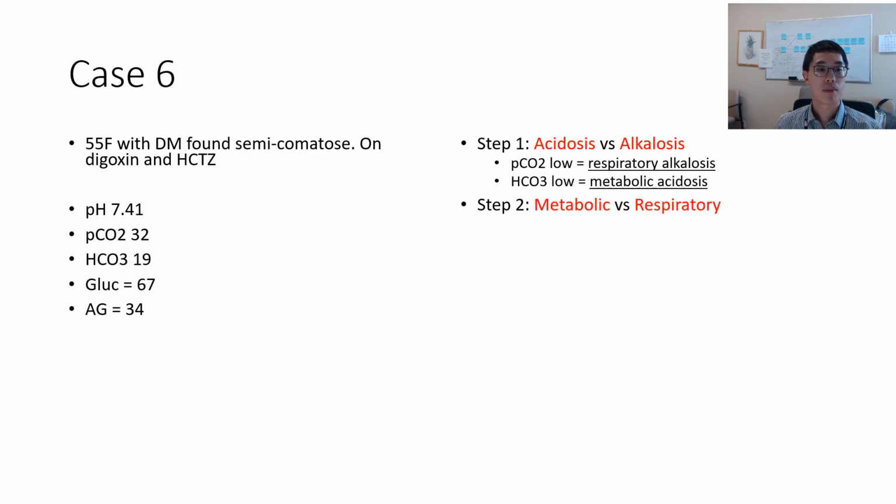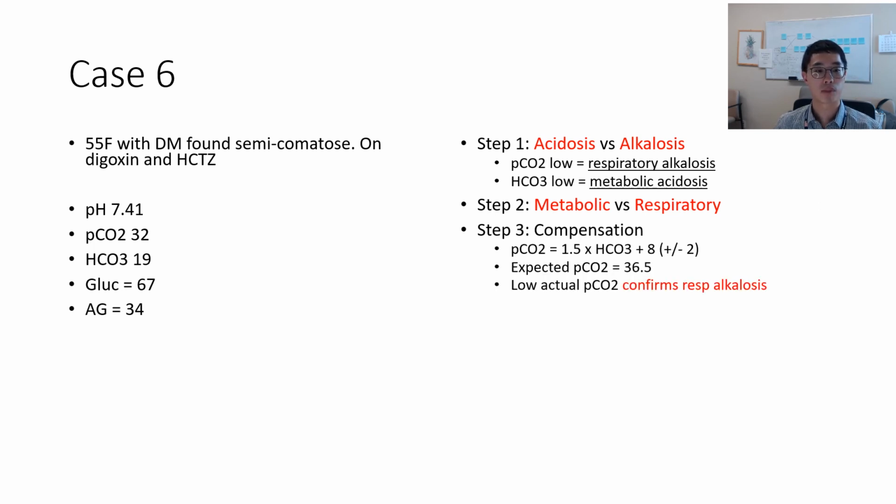So again, we have a metabolic versus a respiratory problem. You can choose either one. I like to go with the metabolic process. So if we calculate the compensation for that, our expected PCO2 is 1.5 times the bicarbonate plus 8, plus or minus 2, from Winter's formula. And the expected PCO2 in this case is 36.5. So this actually confirms that we have the respiratory alkalosis because our PCO2 is lower than the expected PCO2.